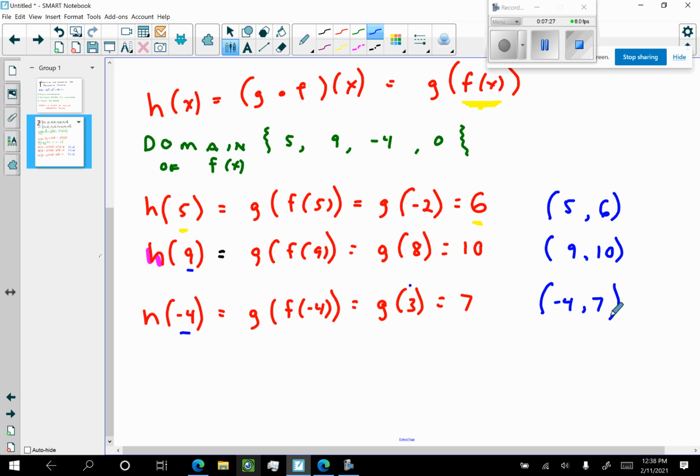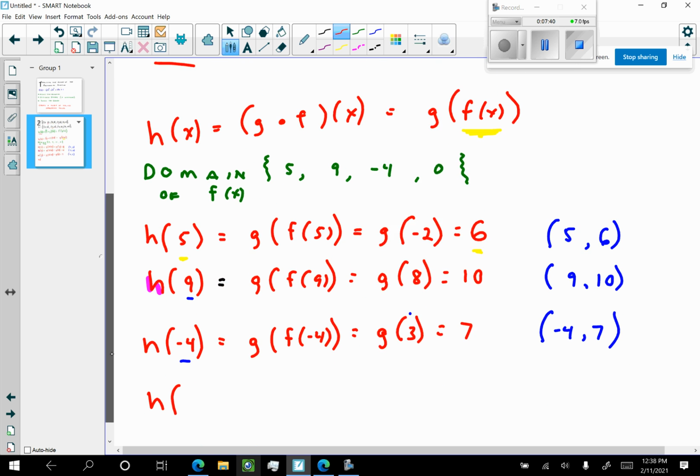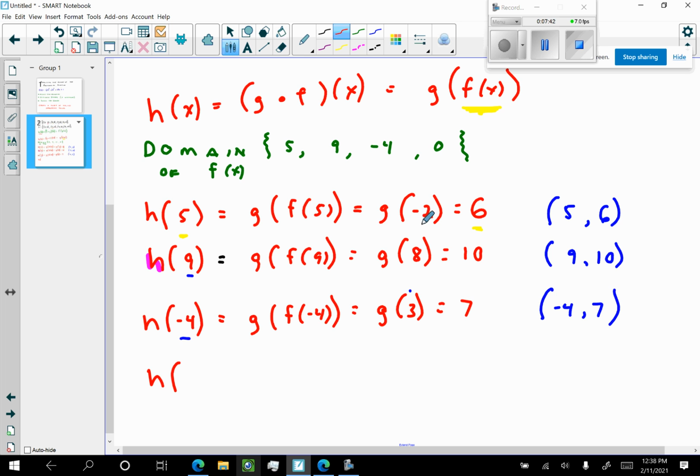The last one I'm going to try to find is, and it's knowing what you can try to find and what you can't try to find. If I'm doing G of f, I have to look at the domain of f of x. And so I have found f of 5, which is negative 2, f of 9, which is 8, f of negative 4, which is 3.